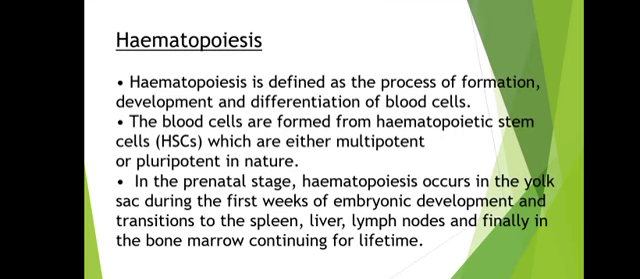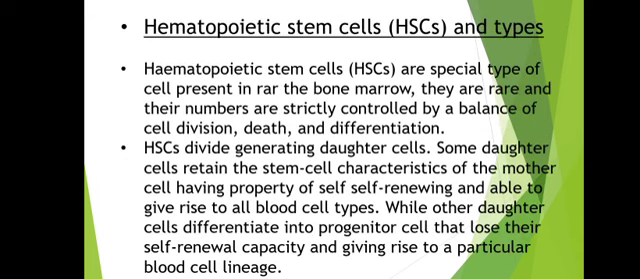In the prenatal stage, hematopoiesis occurs in the yolk sac and then transitions to the spleen, liver, lymph node, and finally to the bone marrow, continuing for the lifetime. Hematopoietic stem cells are a special type of cells present in the bone marrow. Their number is strictly controlled by a balance of cell division, death, and differentiation.